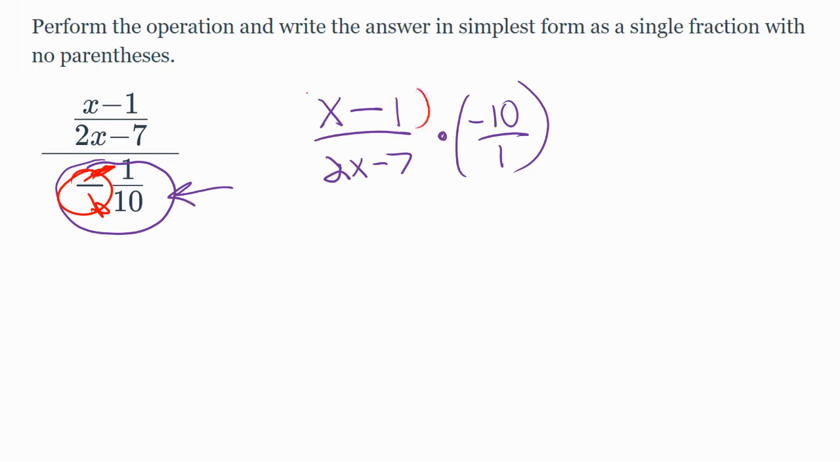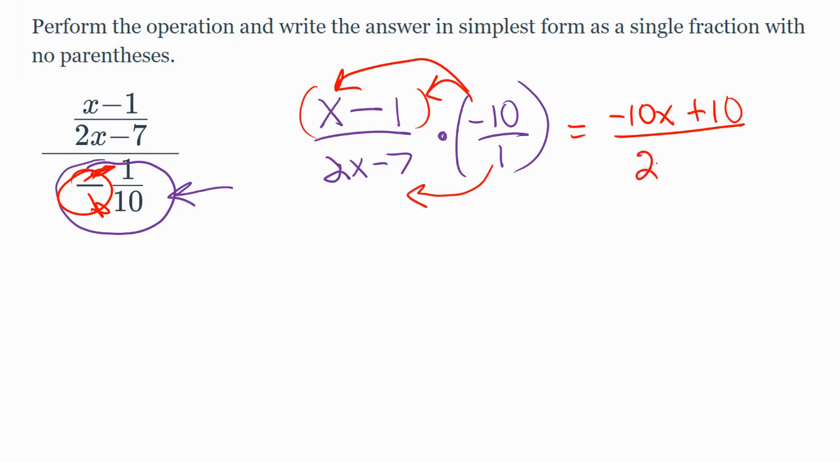And then we go ahead and distribute that. I'm going to distribute that negative 10 to the numerator. So that's going to be negative 10x plus 10 over, this denominator is just 2x minus 7. And that's as far as that problem goes. That is, I performed the operation, and that's as simplified as that problem will go.